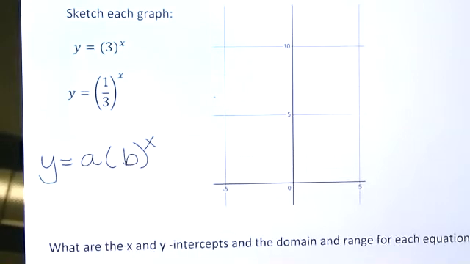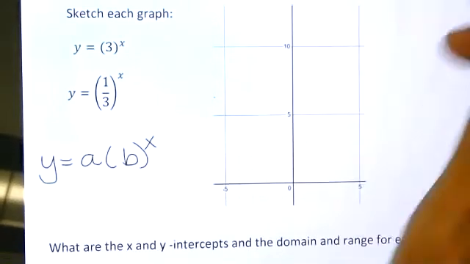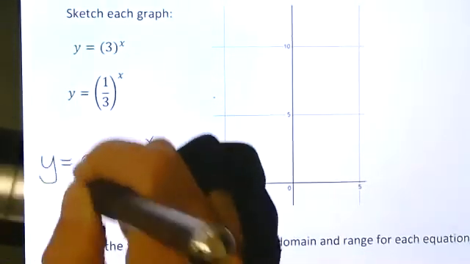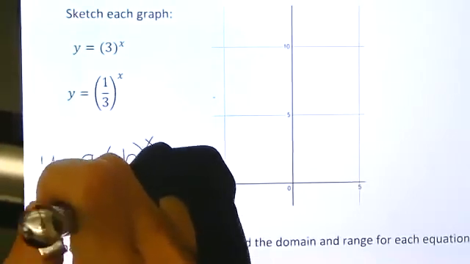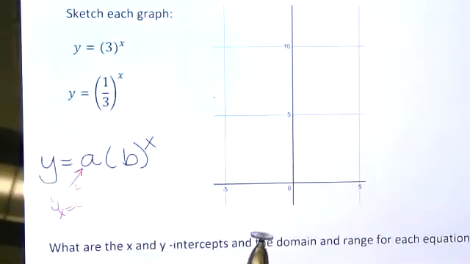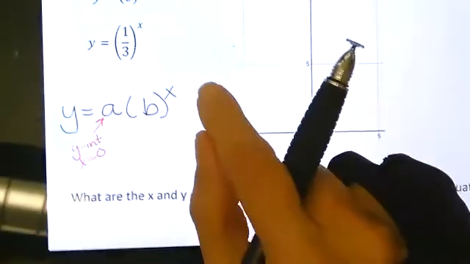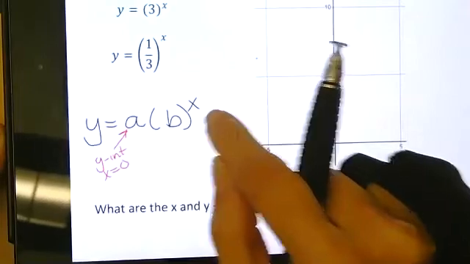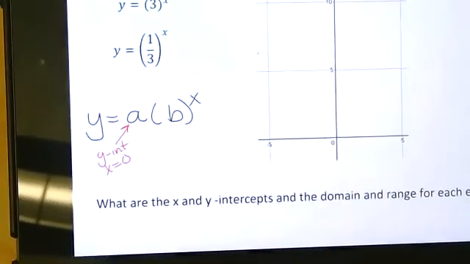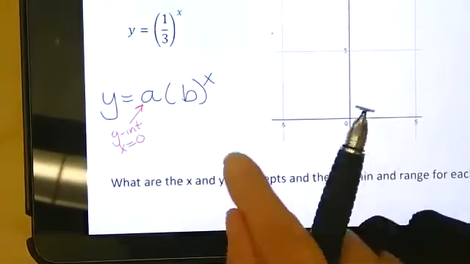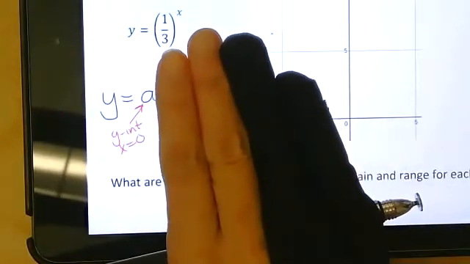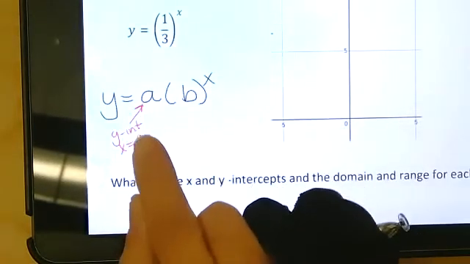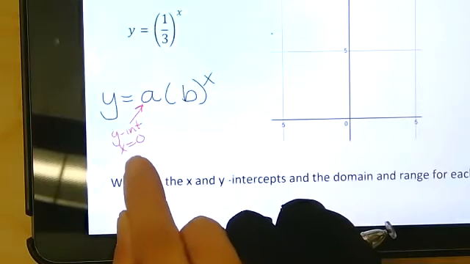The value a in the front is the y-intercept. It occurs when x is 0, because if you put a 0 in for x, b to anything to the 0 power is 1. So when you put b to the 0, this whole thing goes away, which is why you end up with a as your y-intercept. Some people call that the starting value because it's what happens when x is 0.